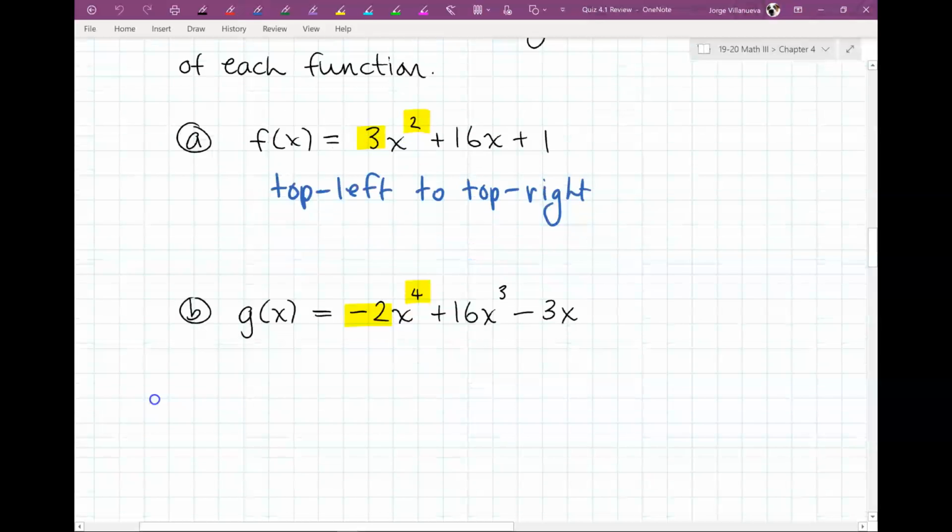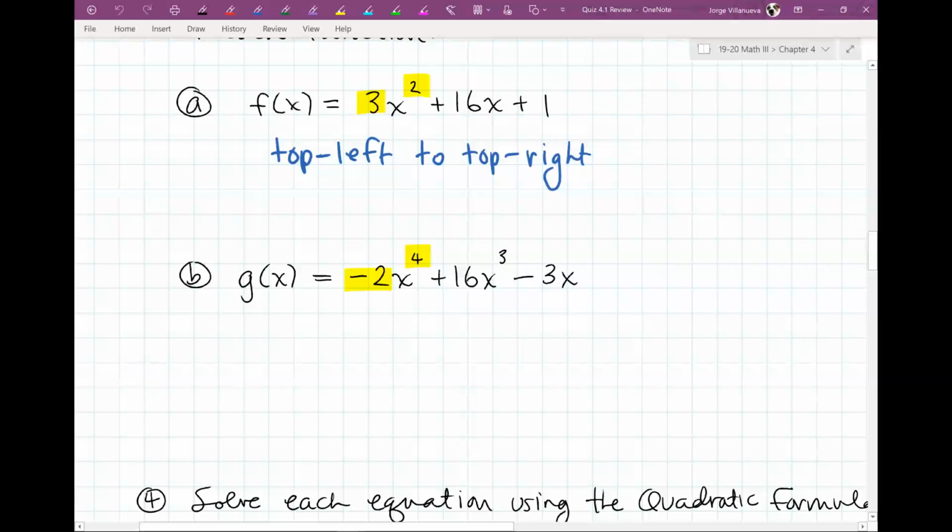Now for part B, I have an even power with a negative leading coefficient. So even power means it either goes up and up or down and down. You know it goes up and up if the coefficient is positive, but since this one's negative, it goes down, down. So I'm going to put bottom left to bottom right.